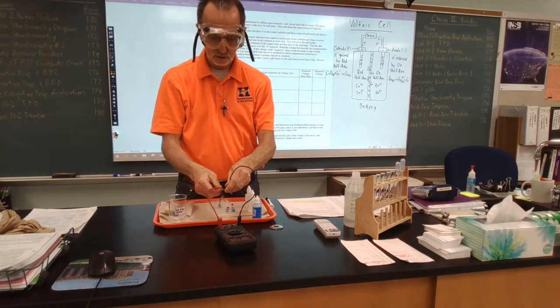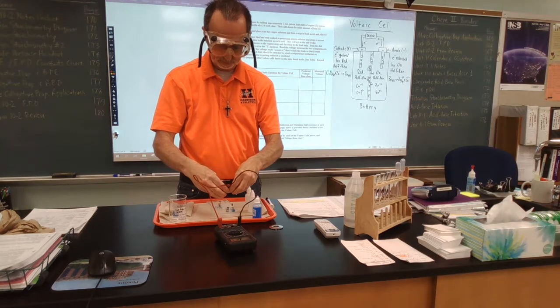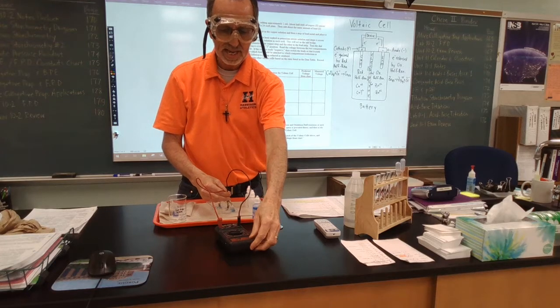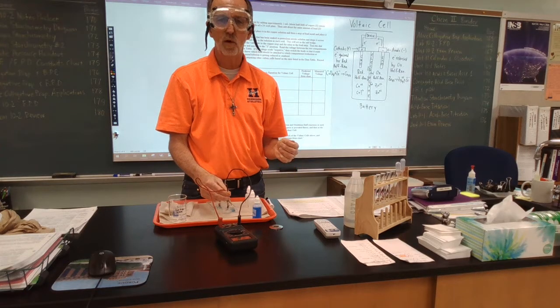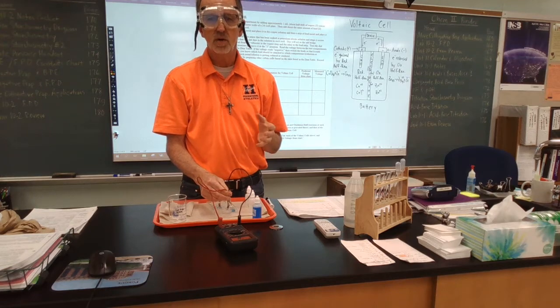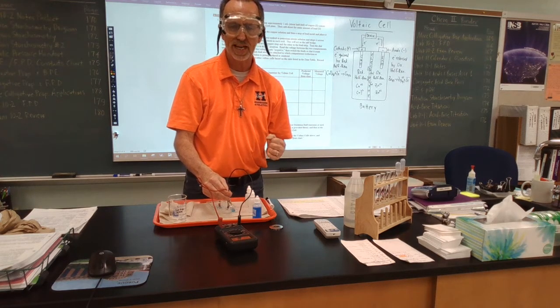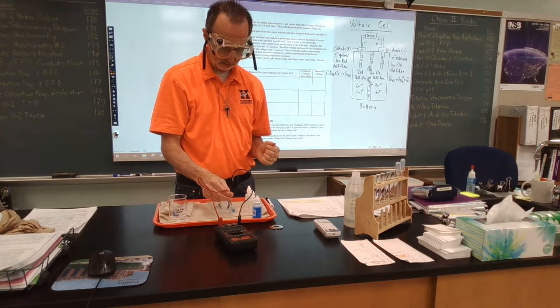Okay, so what I'm going to do is just reverse the leads. There we go. And I'm getting the exact same reading I had before, only now it's positive, which means that we now have an operating cell where the electrons are flowing as they should from anode to cathode.